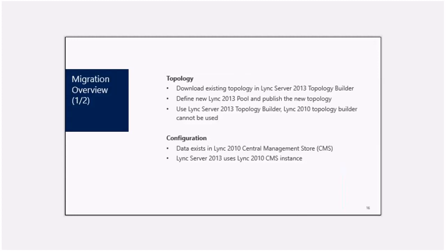So you always want to make sure in your change control process that after you introduce that first Lync 2013 server, you're using the 2013 topology builder. You can continue to use the old management console, you can continue to use the old PowerShell, but you need to change your topology builder. All your data will still exist in the central management store in your Lync 2010 server. Once you are done migrating, then you will migrate your CMS. Lync 2013 is able to talk to the CMS in Lync 2010.